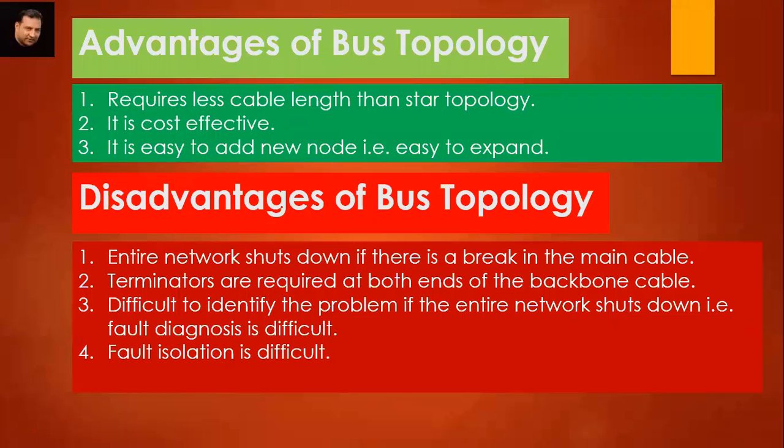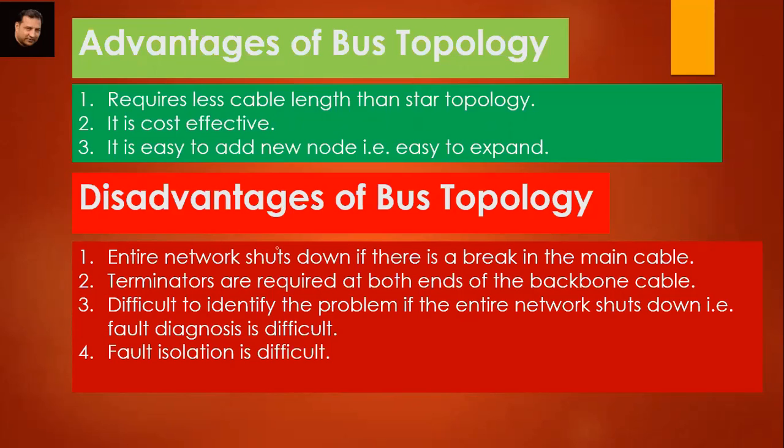Okay, now let us see advantages of bus topology. It requires less cable length than star topology, so it is cost effective. It is easy to add a new node. That means it is very easy to expand. Just remove the terminator, add another backbone cable, and start joining new nodes. So it is quite easy.